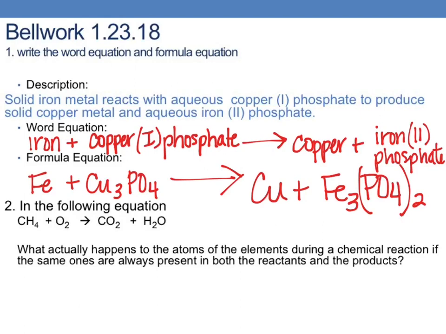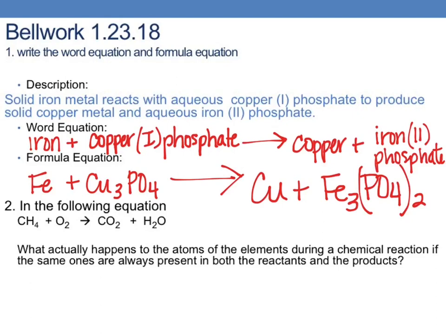The next thing I need you to do is, it says what actually happens to the atoms of the elements during a chemical reaction if the same ones are always present in both reactants and products. Carbon, carbon, hydrogen, hydrogen, oxygen, oxygen, oxygen. So what happens to those atoms? They split up. How can we use scientific words? They're rearranged, okay? They become rearranged.